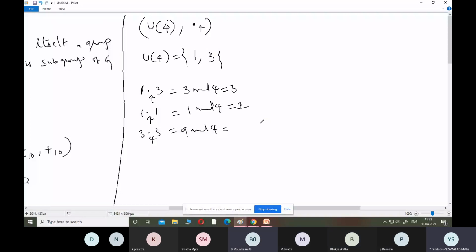So what are you seeing here? No element is going outside this set. 3 is an element of this, and 1 is also an element of this.